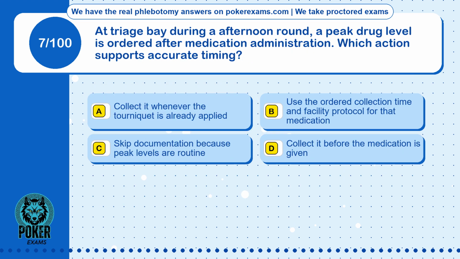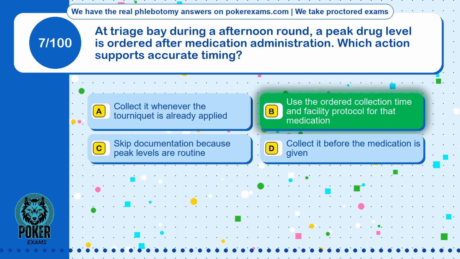Question 7. At triage bay during an afternoon round, a peak drug level is ordered after medication administration. Which action supports accurate timing? Option A. Collect whenever the tourniquet is already applied. Option B. Use the ordered collection time and facility protocol for that medication. Option C. Skip documentation because peak levels are routine. Option D. Collect before the medication is given.